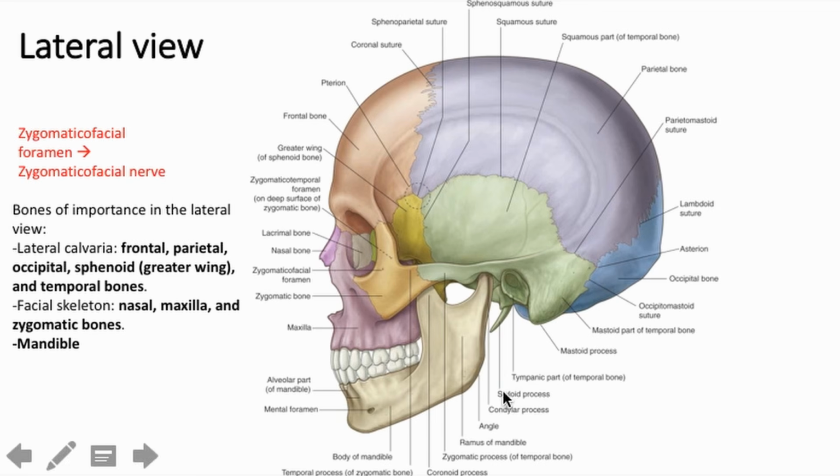Condylar process, which is up in here, which leads to the articulation point of the mandible, and then the coronoid process, which is the point of attachment for the temporalis muscle. So we have the condylar process and the coronoid process.